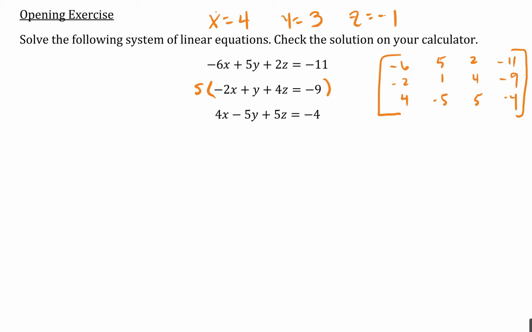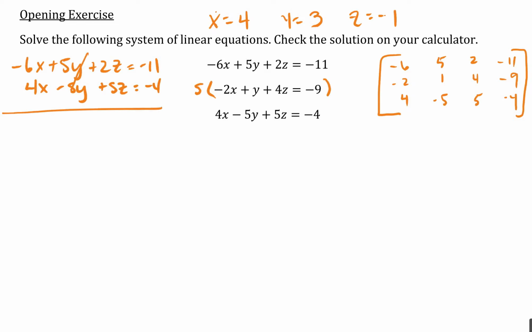I want to do that so that all of the y's are going to be 5y or -5y. That allows me to add the first equation to the last equation. So I have -6x plus 5y plus 2z equals -11. I'll add that to that last equation. The y's cancel. I'm left with -2x plus 7z equals -15.